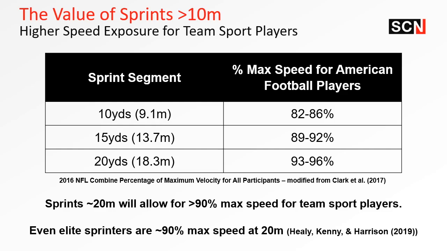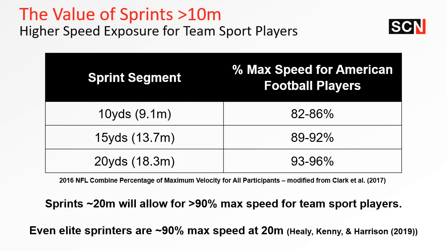However, there are multiple papers that continue to reinforce that this is common for just about every team sport. If we look at soccer, if we look at rugby, and even elite sprinters, from this paper by Healy, Kenny, and Harrison in 2019, even elite sprinters are at about 90% of their maximum speed at 20 meters. Some of them are greater than 90%, but most of them are somewhere around 90% of their maximum speed at 20 meters. And these are elite sprinters. So team sport athletes will achieve their top speed faster than elite sprinters.